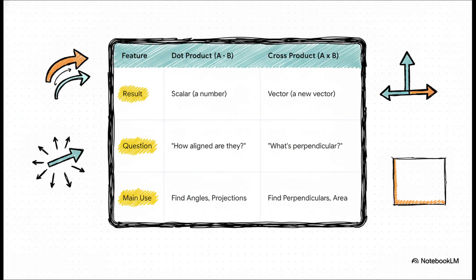So let's just nail this down. This slide is the whole ballgame. Two kinds of multiplication for two kinds of questions. You need to know how much two forces are working together. You use the dot product. It gives you a number. You need to find the one direction that's perpendicular to a whole spinning plane. You need the cross product. It gives you a whole new vector.